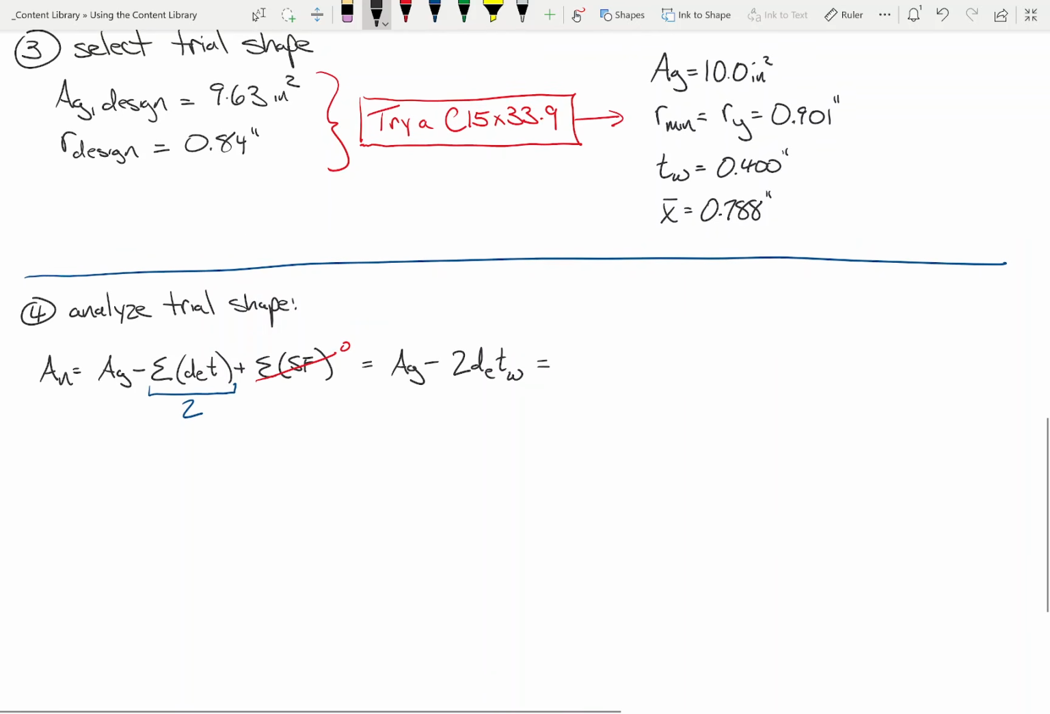Now, here's a question. What's my gross area? 10 square inches. It's not this. This is a parameter that we computed solely for the means of picking a trial shape. Once we get a trial shape, we ignore those two parameters. They don't mean anything anymore. Okay? What matters is the evaluation of the member at hand.